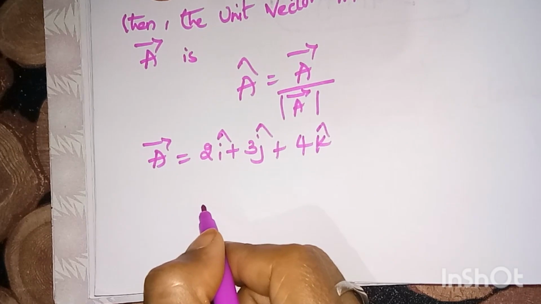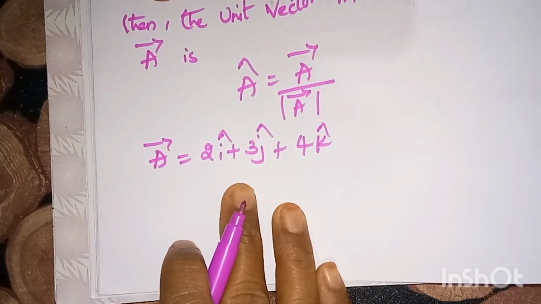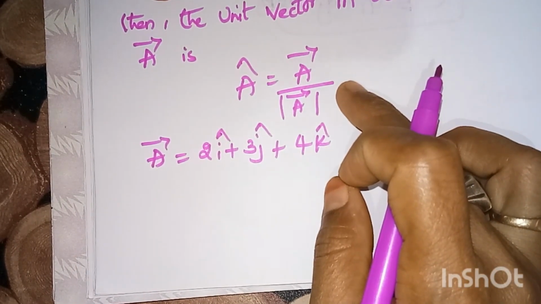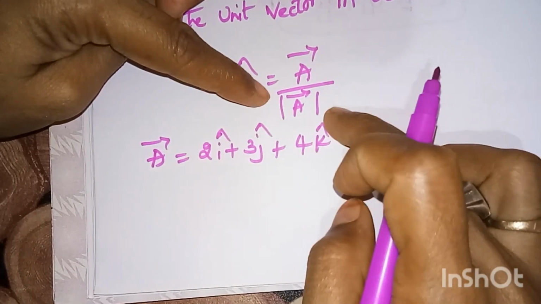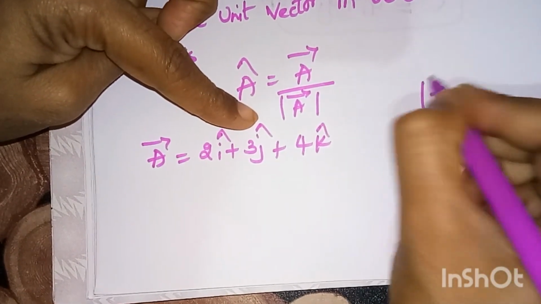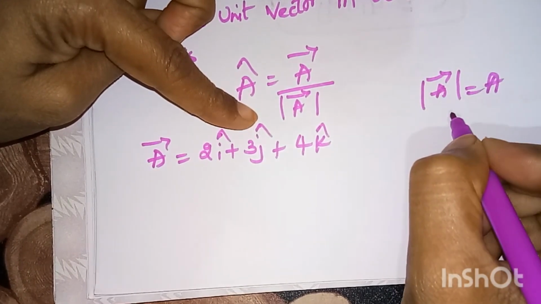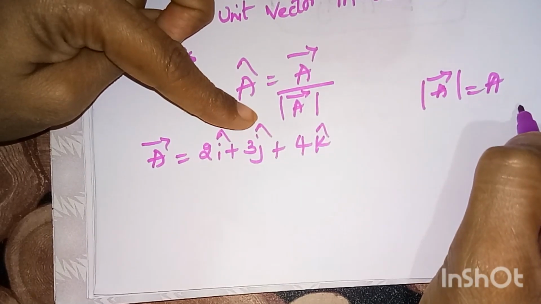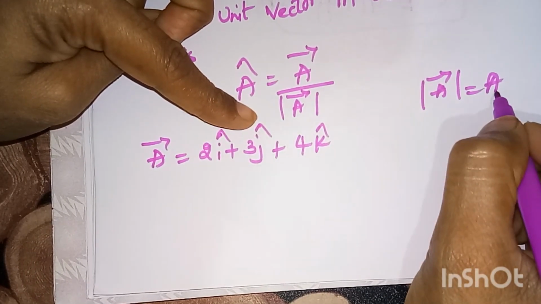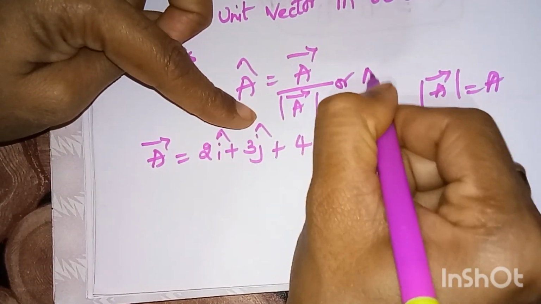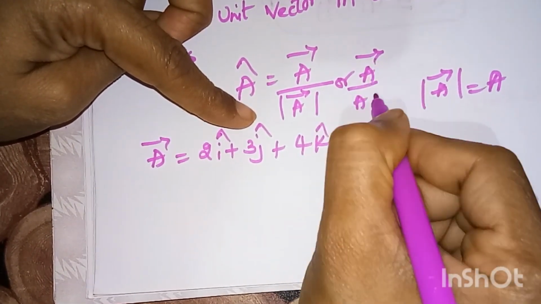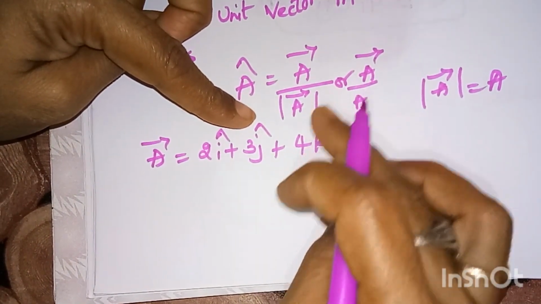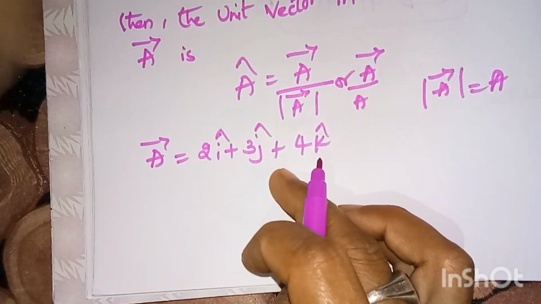This is a vector. With the help of this vector, you can calculate the unit vector by using this formula: a cap equals a bar by magnitude of a bar. The magnitude of a bar is a scalar. If you calculate the magnitude of a vector, the answer will be a scalar, that is, a numerical number. Numbers represent scalars. So the formula can also be written as a bar by a, where a bar is a vector and a is a scalar, the magnitude of the vector. By using this formula, you can find the unit vector for a given vector.